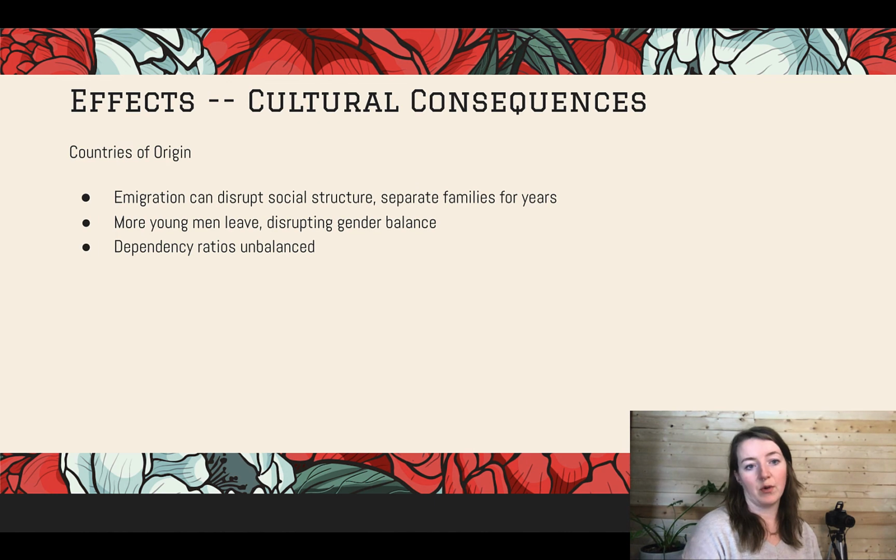On the countries of origin, emigration can disrupt social structure. So families can be separated for years. Oftentimes we're seeing more young men leave than young women. So this is going to disrupt our gender balance. Many times we may have young women who are unable to find partners. This could change our fertility rates overall and affect the population as a whole.